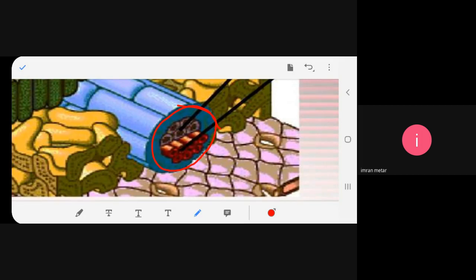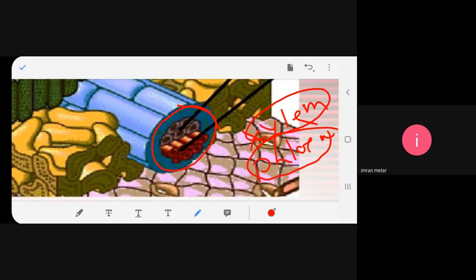When you take the section, what is inside? Inside is xylem and phloem. What is inside, beta? Xylem and phloem. Xylem is meant for water and phloem is meant for food. Have you understood this much? No, ma'am. No, you have not understood.